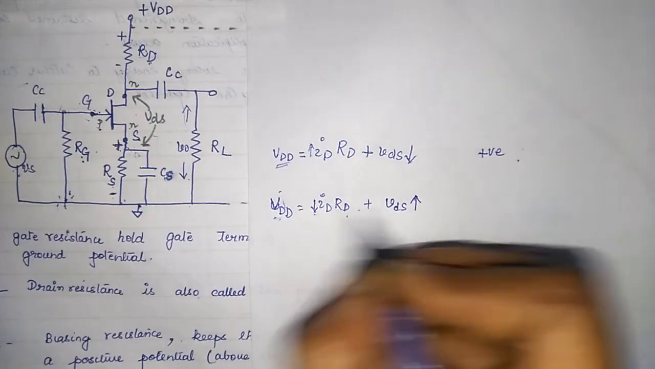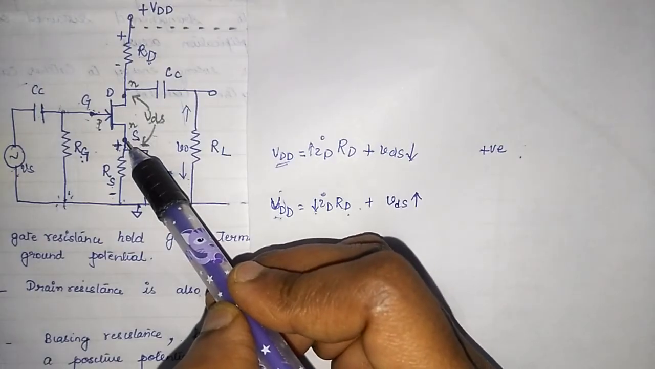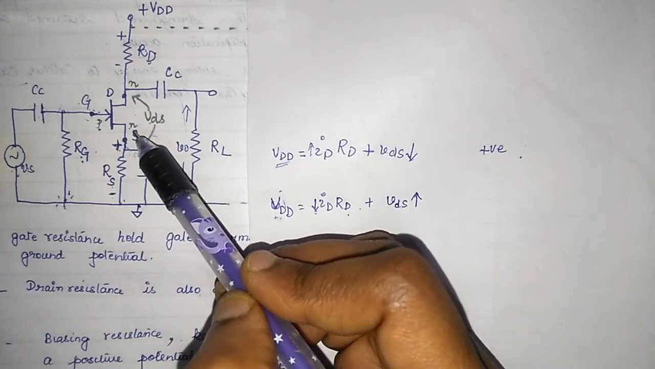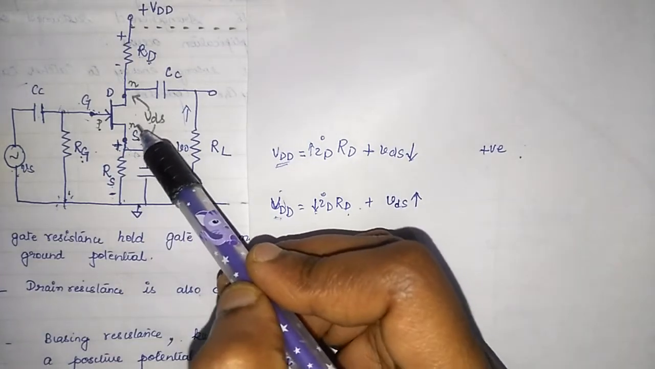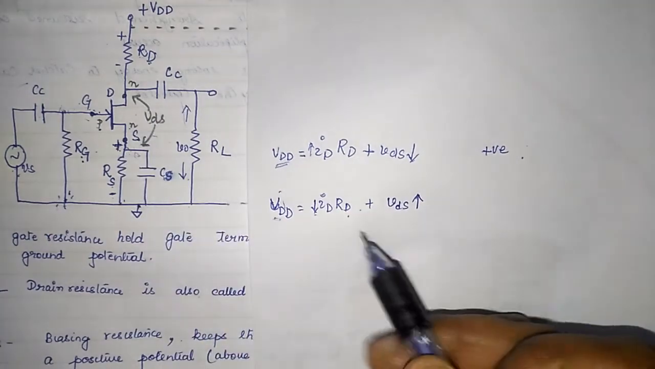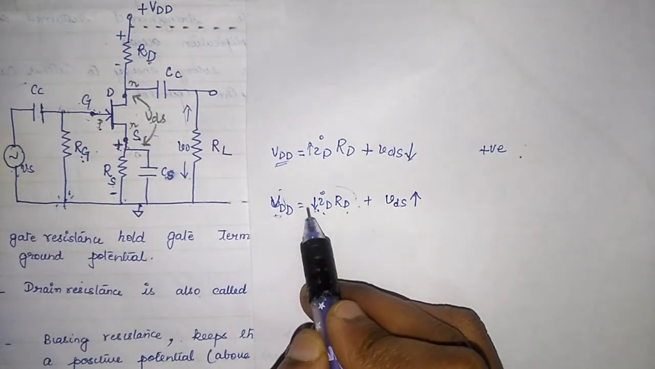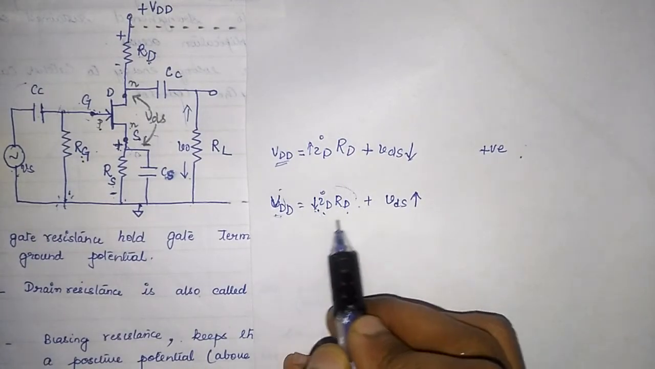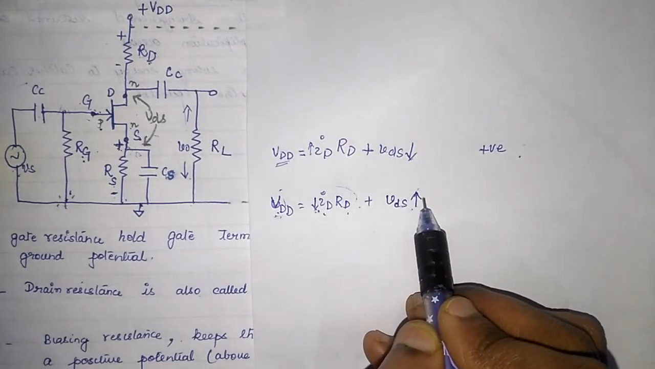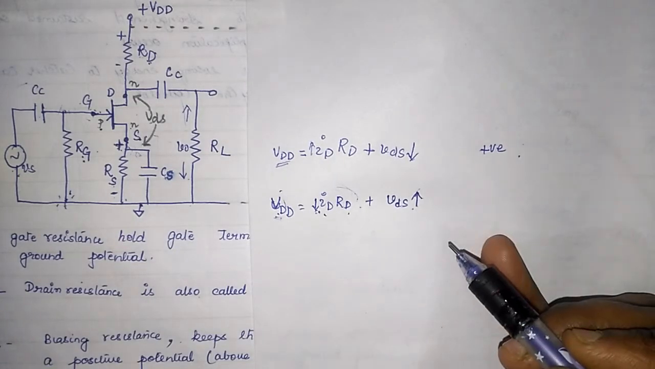So how did we start off? During the negative half of the input, the gate-source junction is getting more reverse biased. When it is getting more reverse biased, the depletion width is wider. So if the depletion width is wider, the channel width will become narrower. When the channel width becomes narrower, what happens to the drain current? The drain current will reduce. So the drop IDRD will reduce. So because VDD is a constant, VDS has to increase. That means for a decreasing input voltage, an increasing amplified output voltage is obtained.